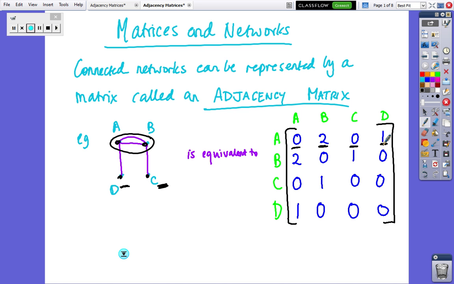So have a look through the rest of the network and see how the numbers in the matrix work, and when you're ready, come to the next slide.